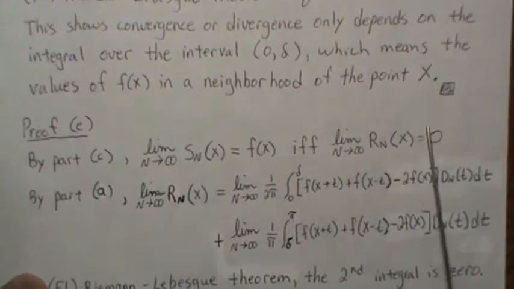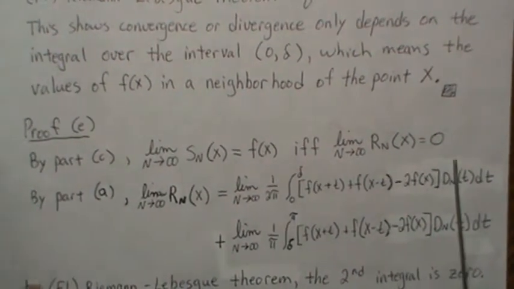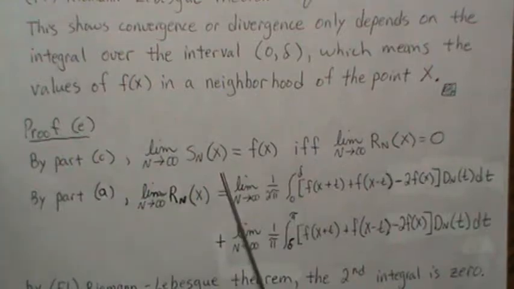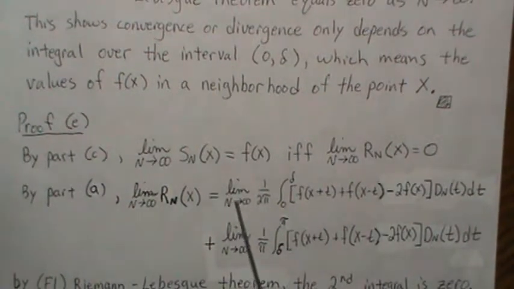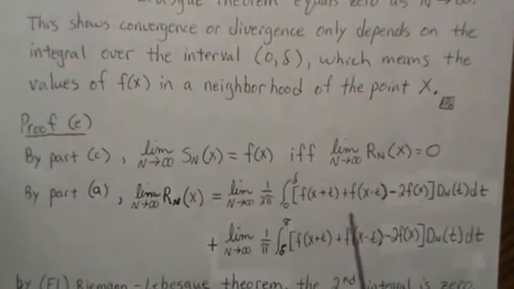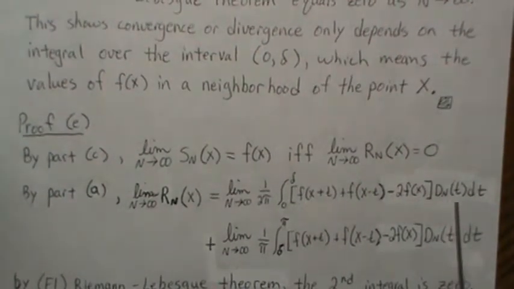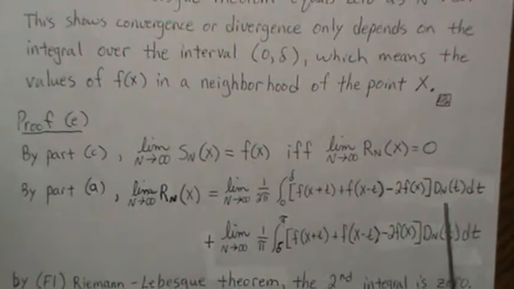We're going to put some trick on this remainder and show that it goes to 0, which implies this is the case. If you look at this piece that we just proved for part E, it's going to look like the same thing, but we're going to replace the Dirichlet kernel with something different.